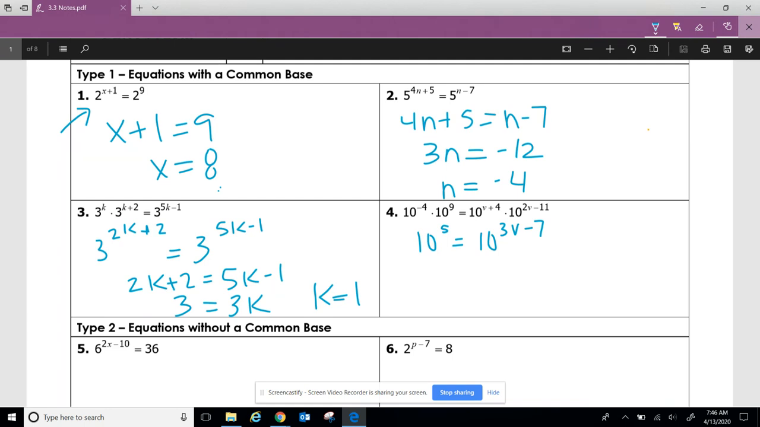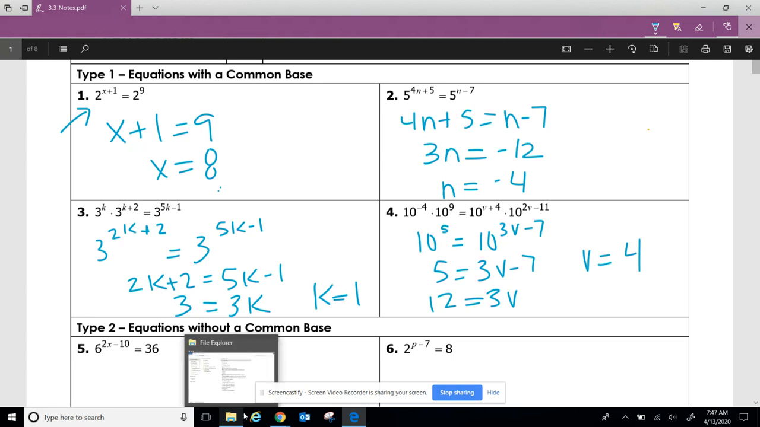Now that we've got the same bases, I've got 5 is equal to 3v minus 7. Adding 7 to both sides, 5 plus 7 is 12. Dividing by 3, I get v is equal to 4. How did you do? I bet you did just fine. All right, that's it for 1 through 4. We're going to do some that don't have a common base next.